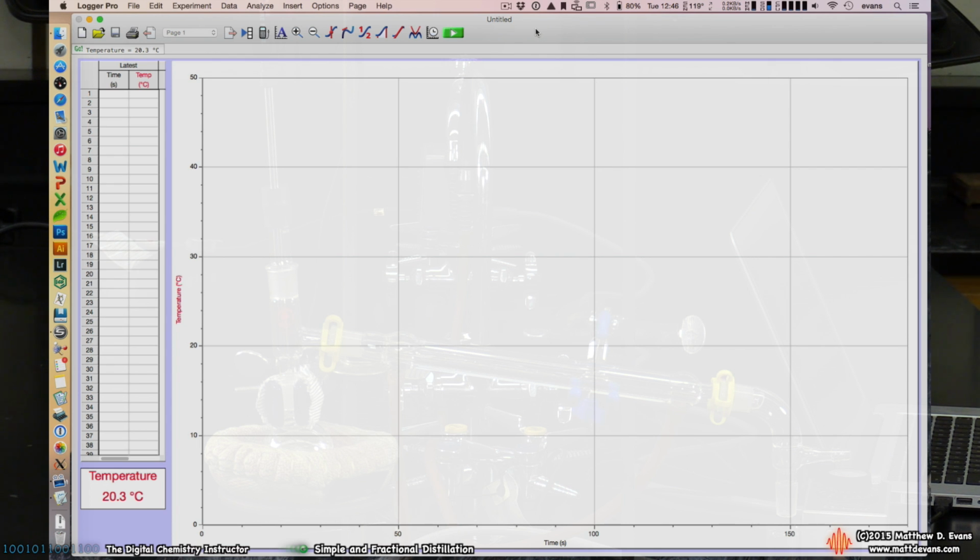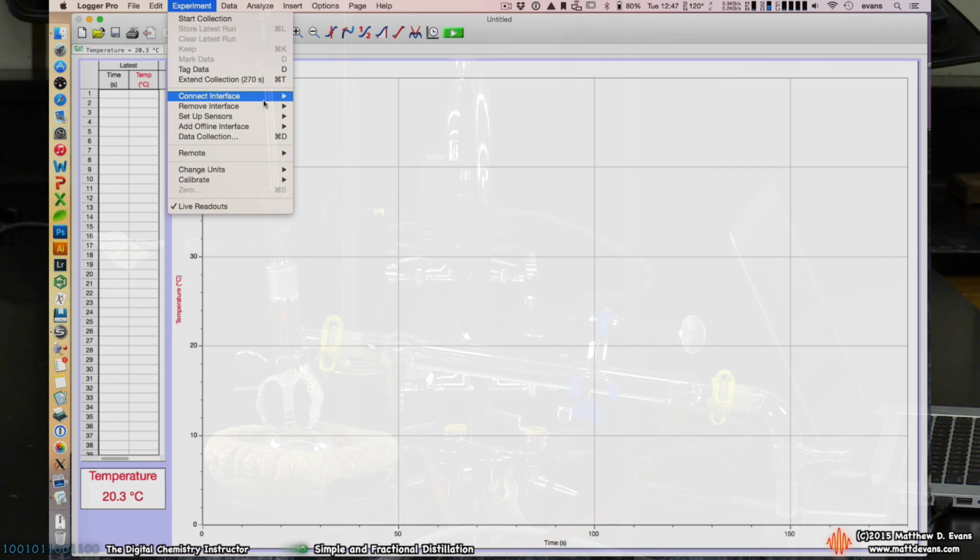It should default to the right experiment. We've got time on the x-axis, temperature on the y-axis. Unfortunately, the one thing we're going to have to change before we get started is it usually does not give us enough time to do the data collection. Distillations are going to take upwards of approximately 30 minutes or so.